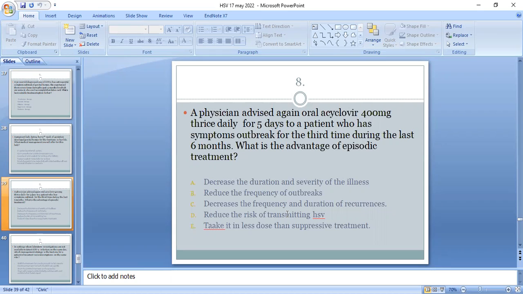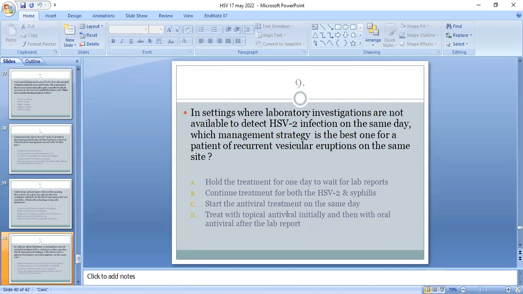Yes, alpha is the correct option, as episodic treatment only decreases the duration and severity of the illness, while it cannot control the outbreaks or recurrences or transmission. Ninth MCQ is in a setting where laboratory investigations are not available to detect herpes simplex type 2 infection on the same day, which management strategy is the best one for a patient with recurrent vesicular eruptions on the same site?